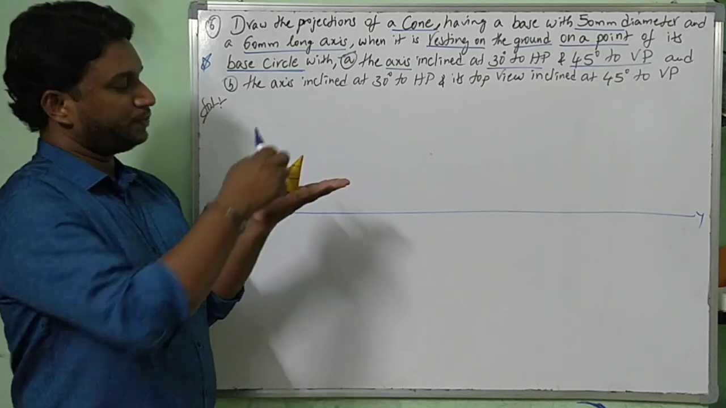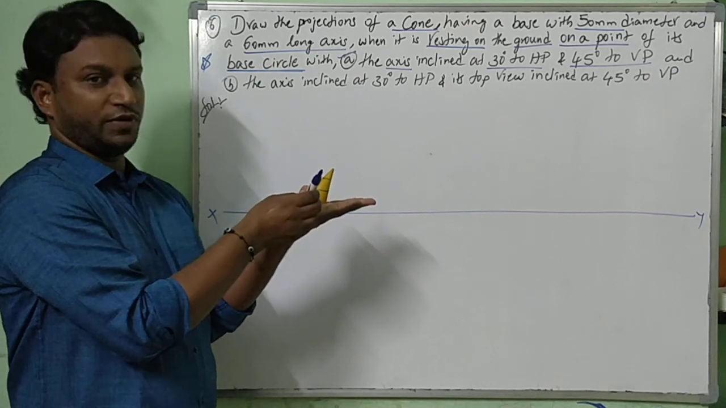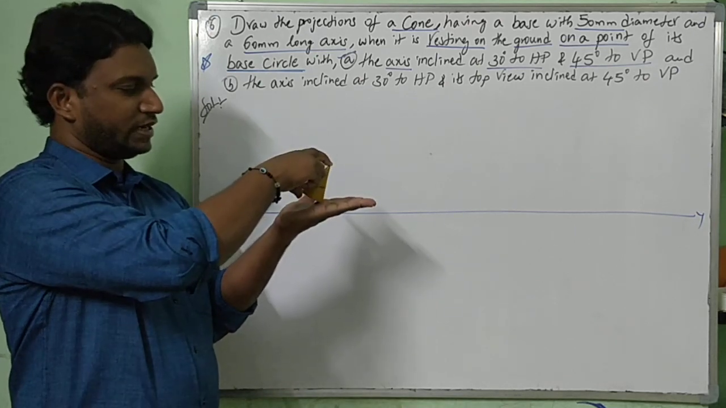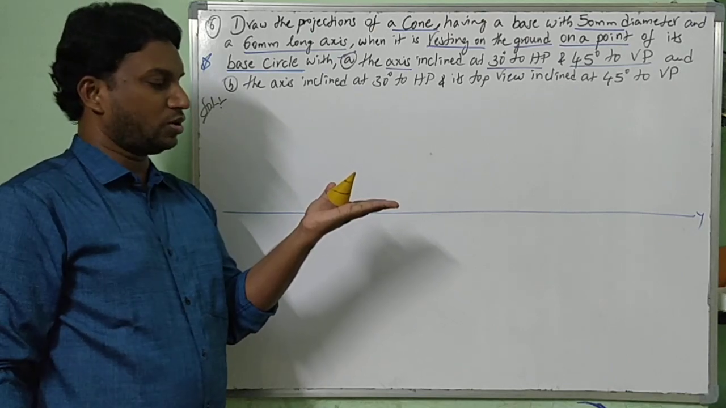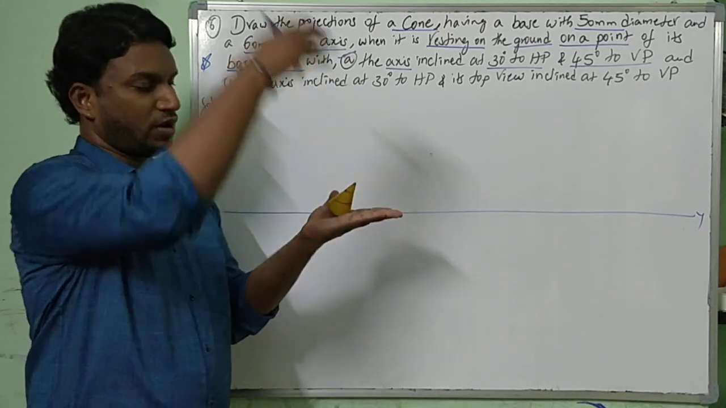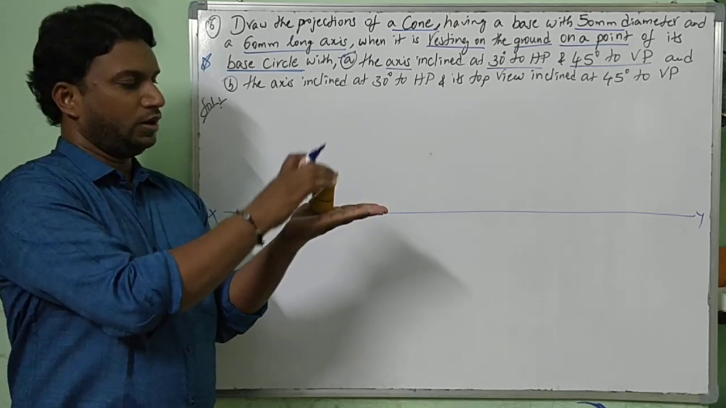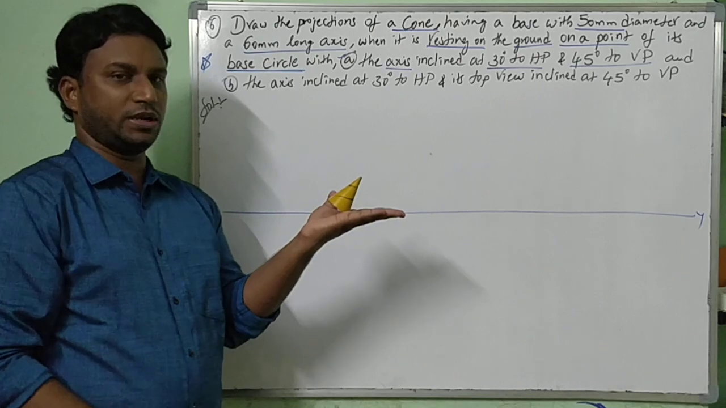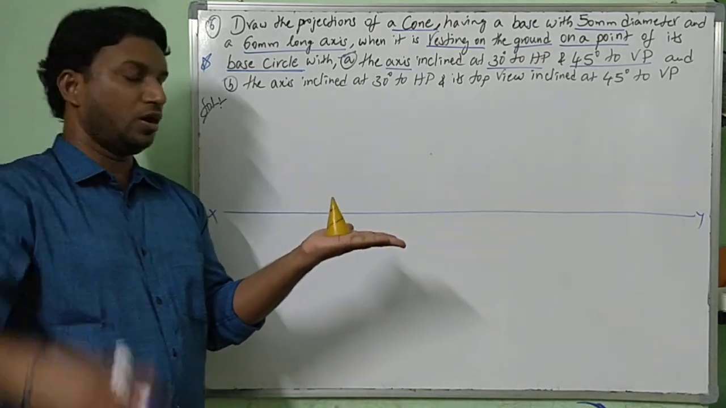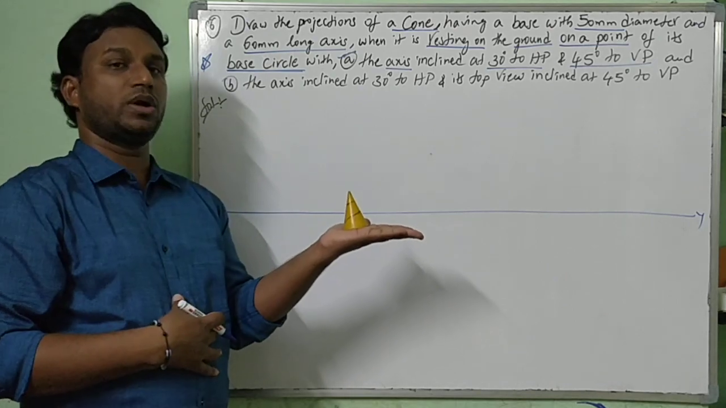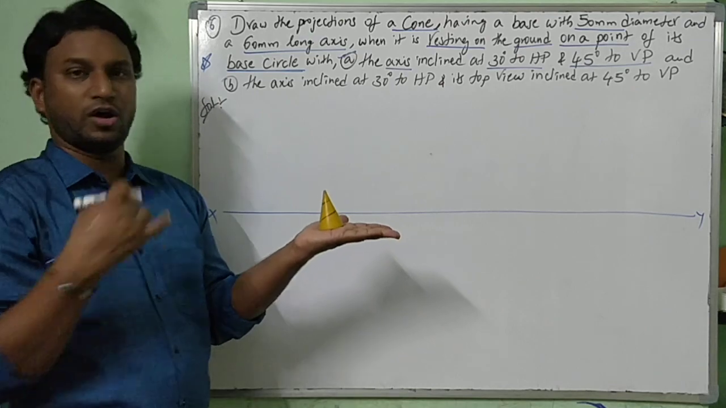Now, when it is on the ground, the axis is inclined at 30 degrees to HP and 45 degrees to VP. You are supposed to draw its projections, front view and top view. You cannot draw its position directly, so removing the 45 such that it comes to 30, removing the 30 such that it falls on HP. Now, from this location, you can draw its top view as the true shape of the base of the cone.